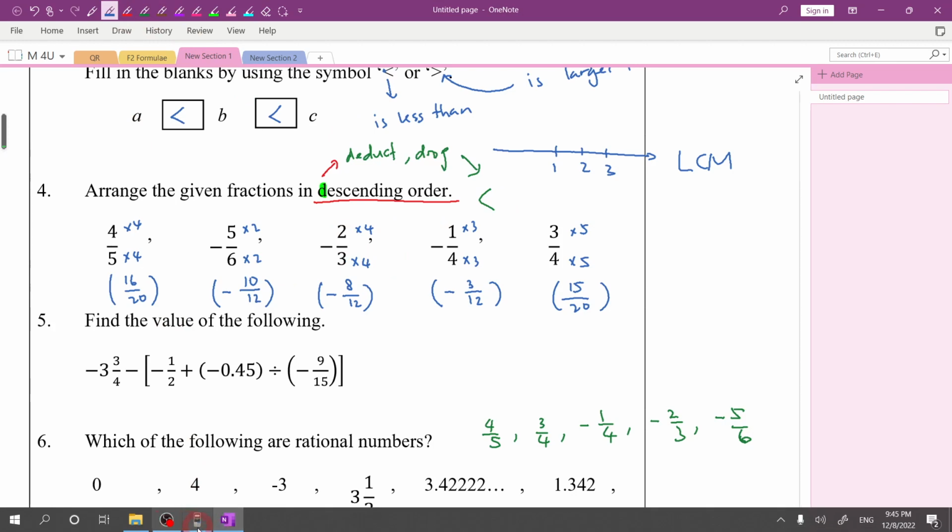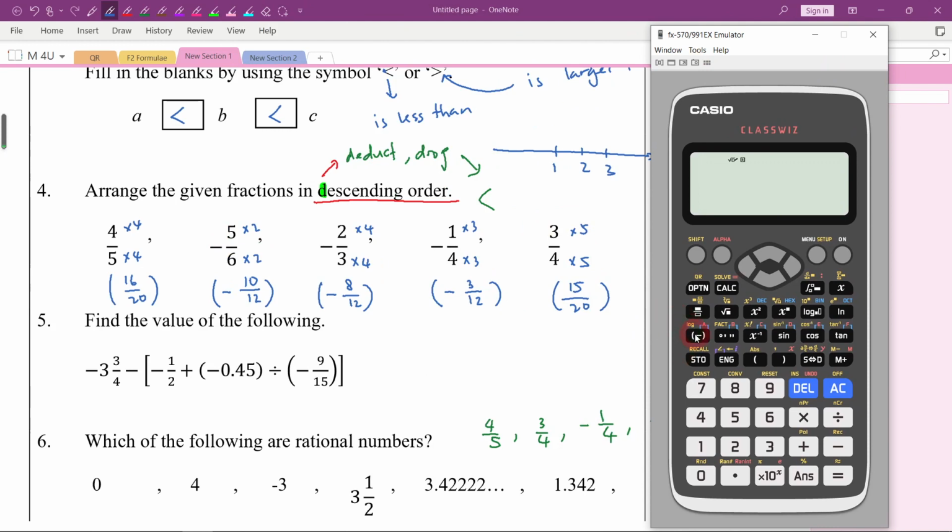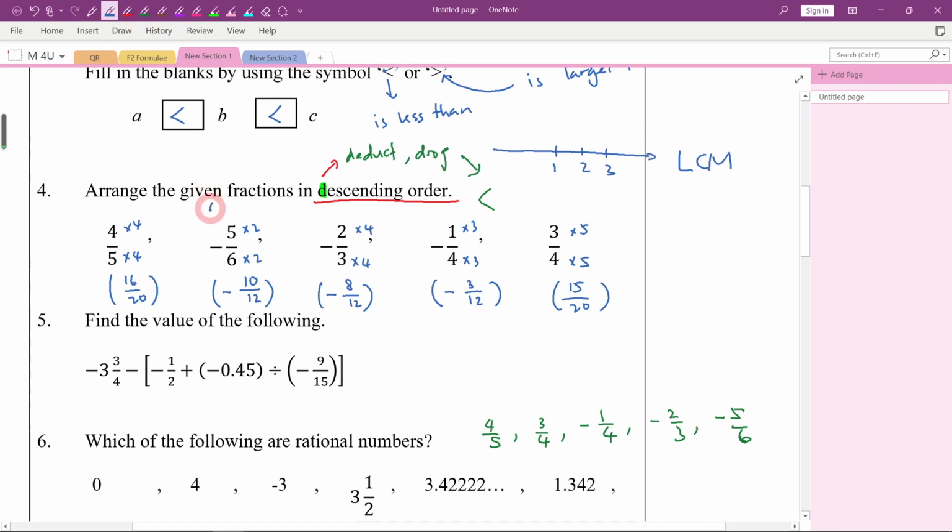So you can just use your calculator, for example, negative 5 over 6. You just press negative 5 over 6, then press equal. This is a fraction. You want to change to decimal, just press this one. Negative 0.8333. Okay, I just take 4 decimal places, enough for us to compare which one is bigger. Okay, let me write down. Negative 0.8333.